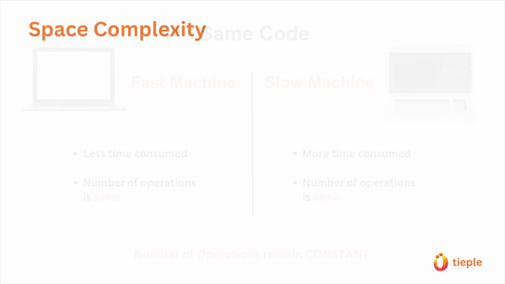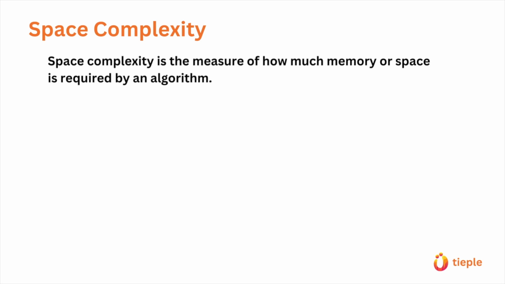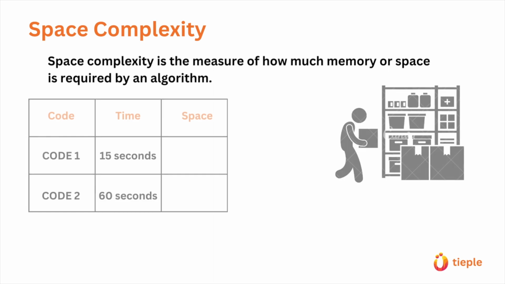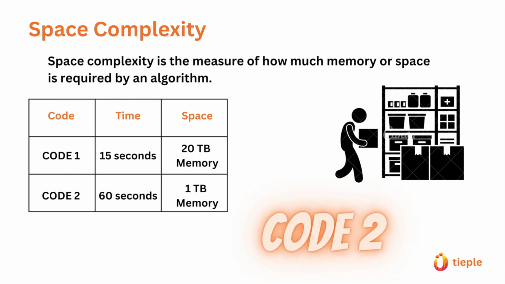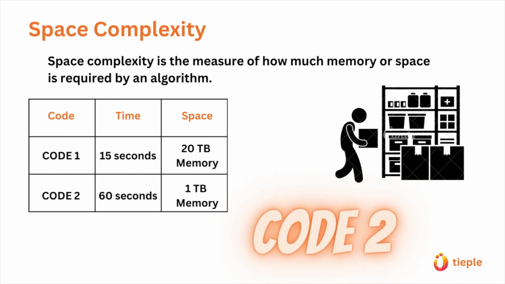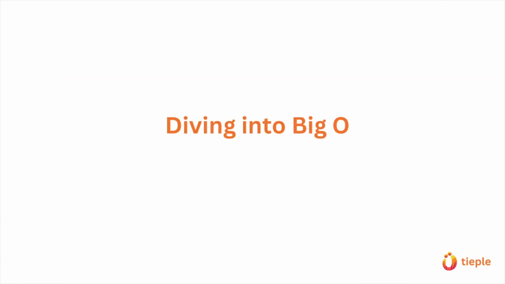Besides time complexity, there's another concept called space complexity. Space complexity measures how much memory an algorithmic code uses. Say for example, our code 1, which finished in 15 seconds, takes a lot of memory, while code 2, which took almost a minute to complete, uses very less memory. So, if memory consumption matters more to you, then maybe code 2 is better. This is space complexity.